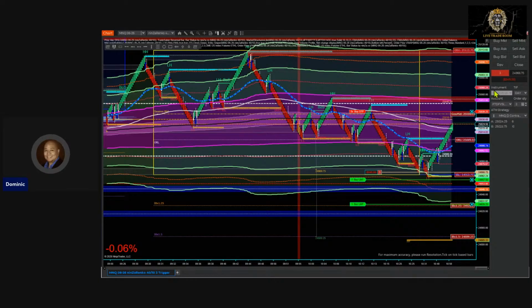What are you guys doing here? You know what? This is going to be it. Now watch, when I close it, it's going to come down. That's what usually happens. It's going to reverse the bar to the downside.